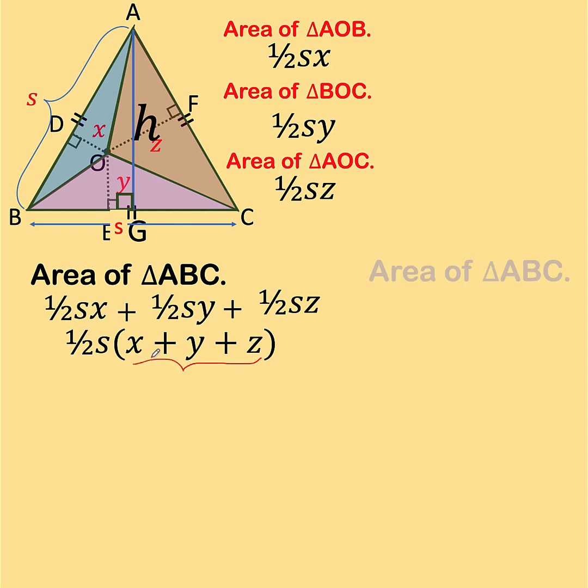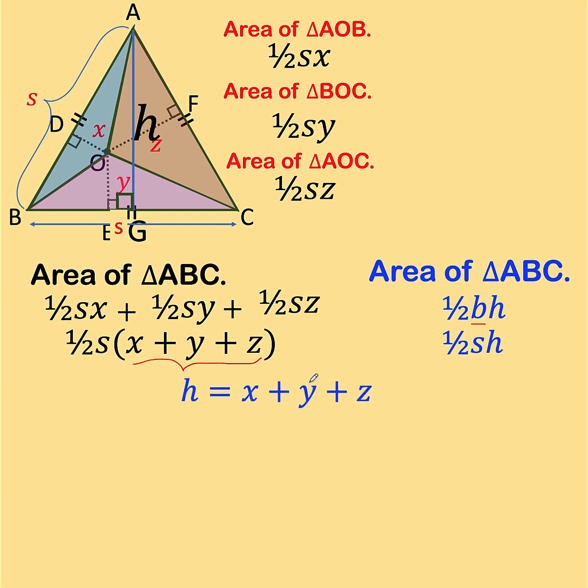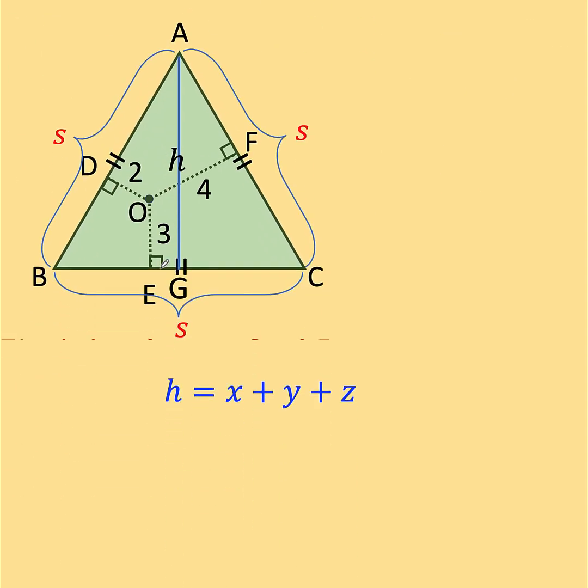So putting this together, we know that the area of triangle ABC is equal to 1/2 times the base times the height. The base is S, and its height therefore corresponds to x plus y plus z. So now we know the value of h in our given problem. That is just the sum of 2 plus 3 plus 4 based on Viviani's formula. We know the height, we do not know the length of the side. So we cannot find the area of triangle ABC yet.